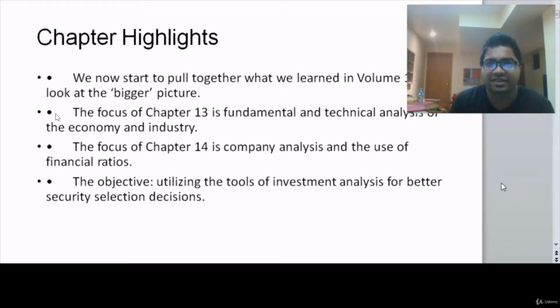Highlights of this chapter: we have seen a part of it in level 1. We discussed the regulatory system and the security market in general. We'll build on it in level 2 and look at the bigger picture. The focus of chapter 3 is fundamental and technical analysis of economy and industry. The focus of chapter 4 is company analysis and use of financial ratios. The objective is utilizing the tools of investment analysis for better security selection decisions.